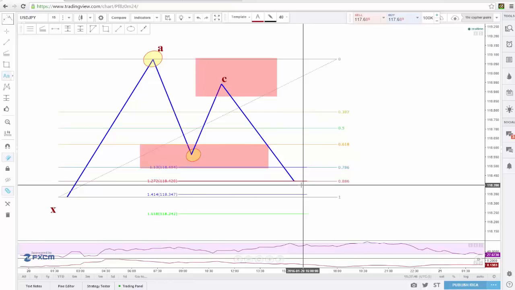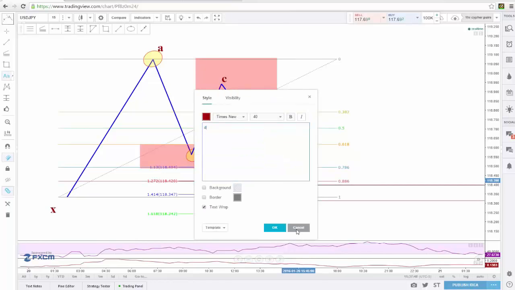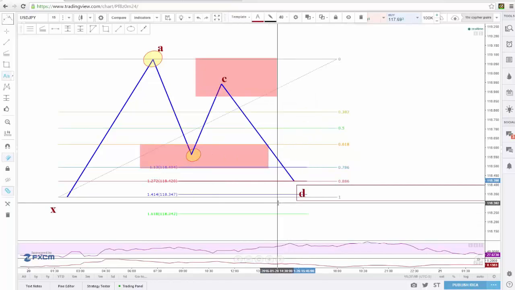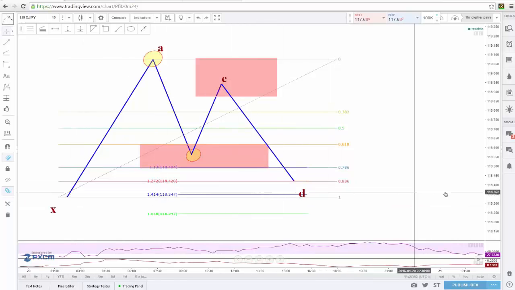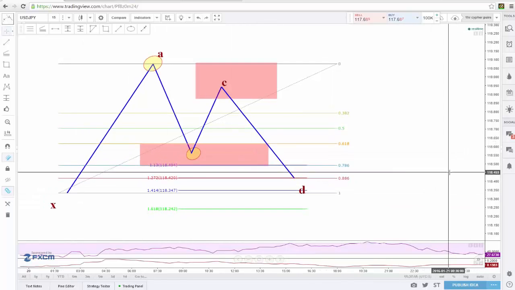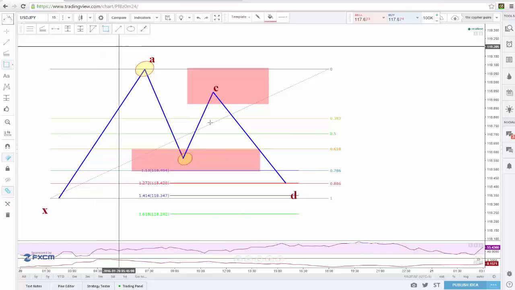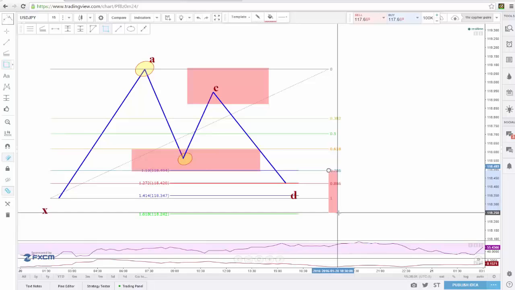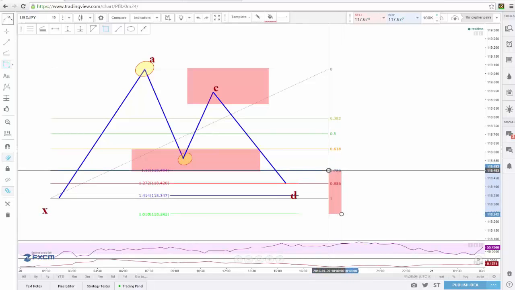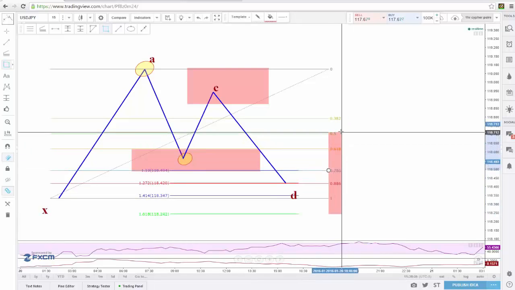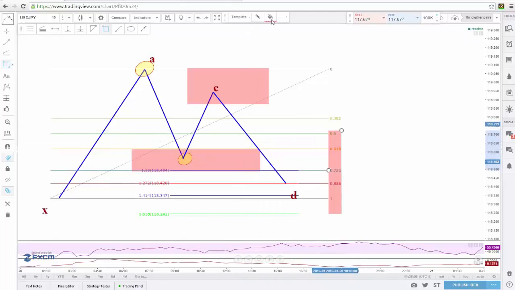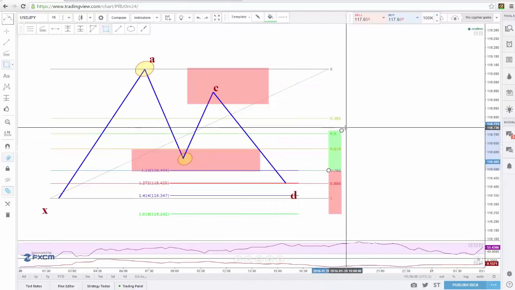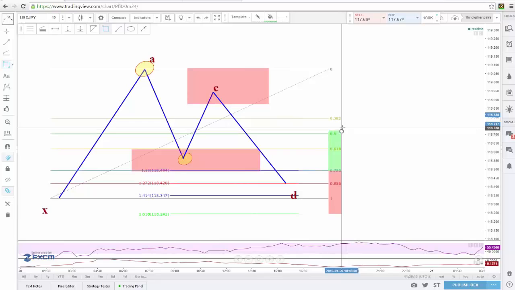And the reason I do this, guys, is because on this D leg, the closer we can get to X, the better our risk reward is going to be. From our 786 retracement, our risk reward would probably look something like this, and we'd be lucky to get about a 1-to-1 risk reward on this trade, similar to a cipher pattern.